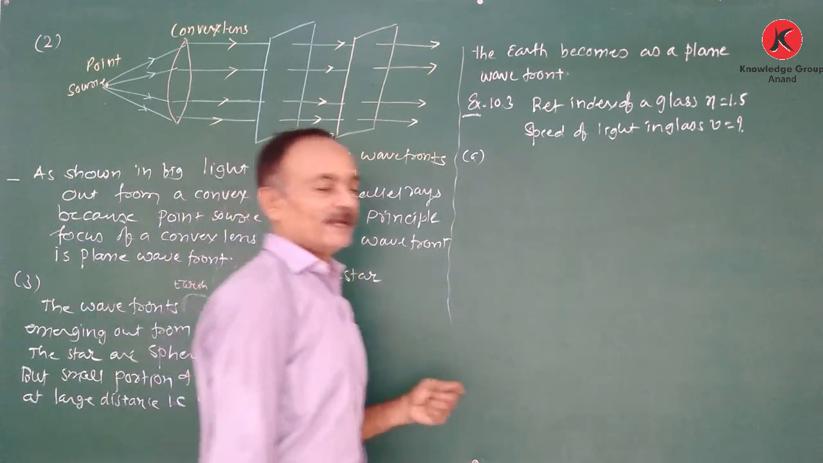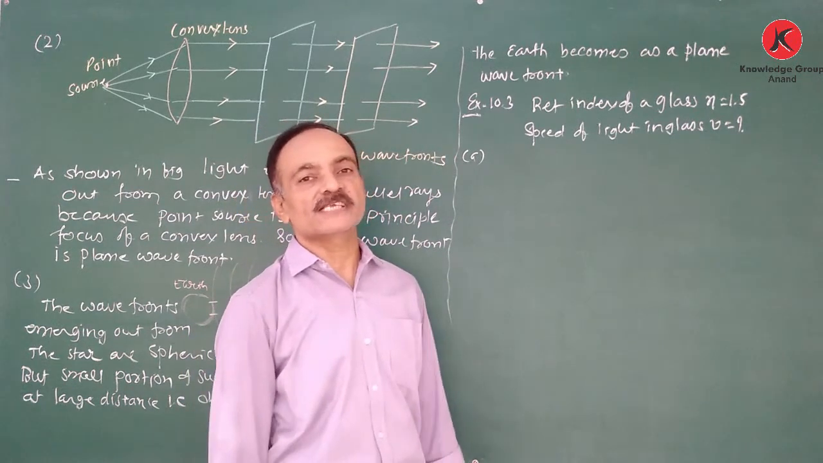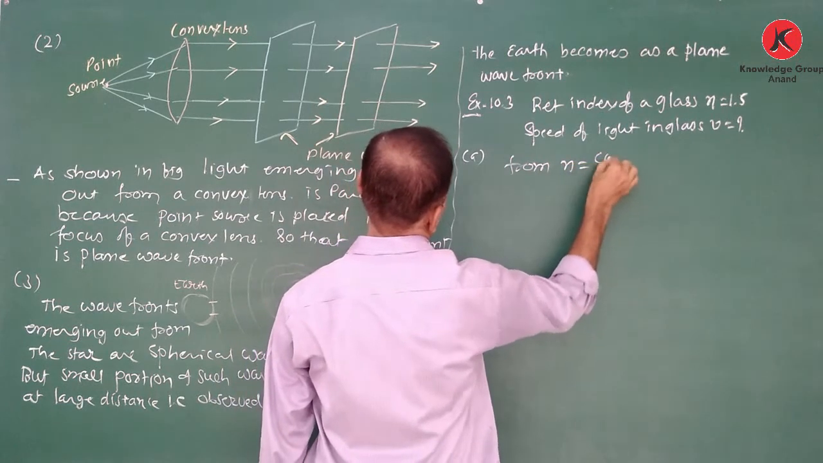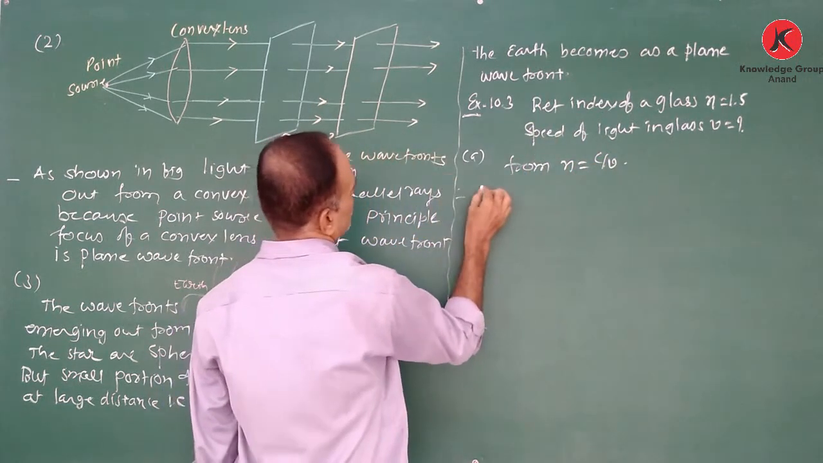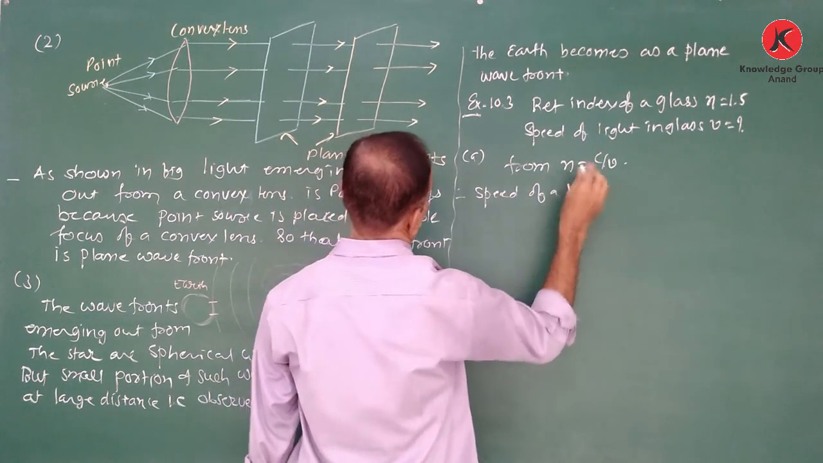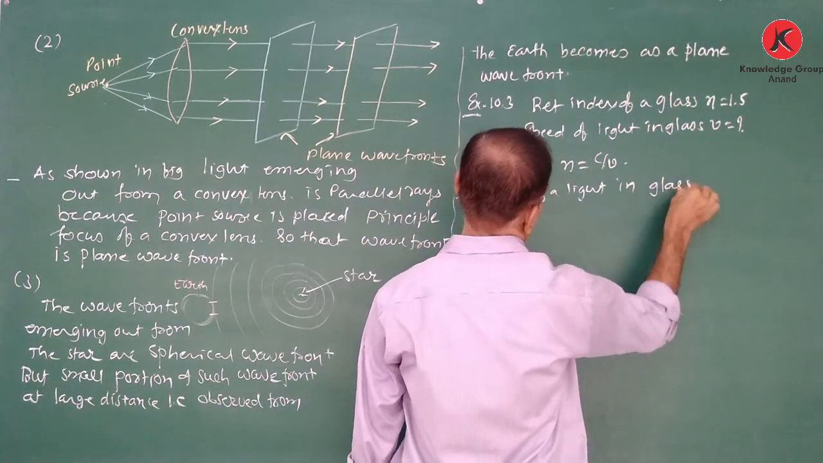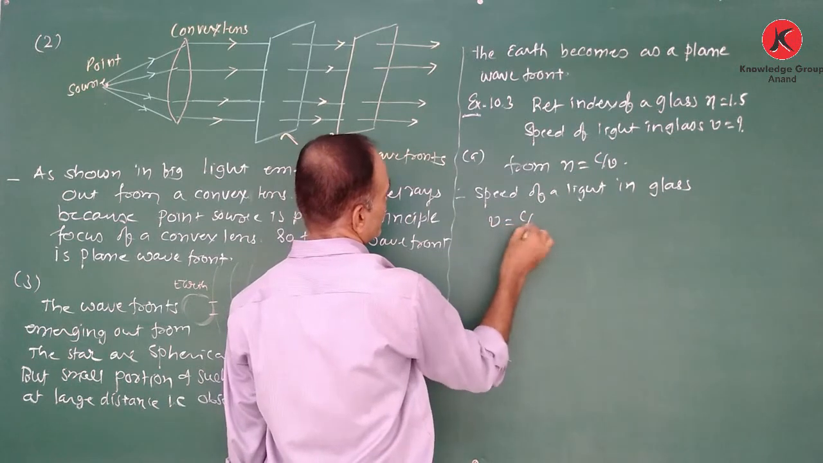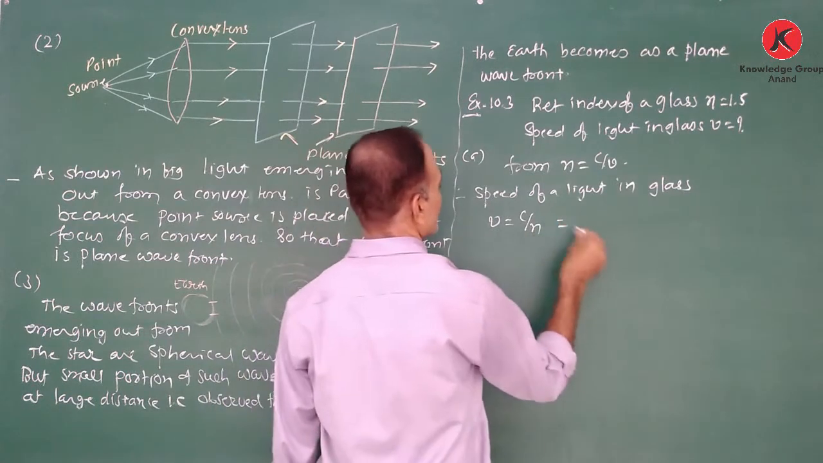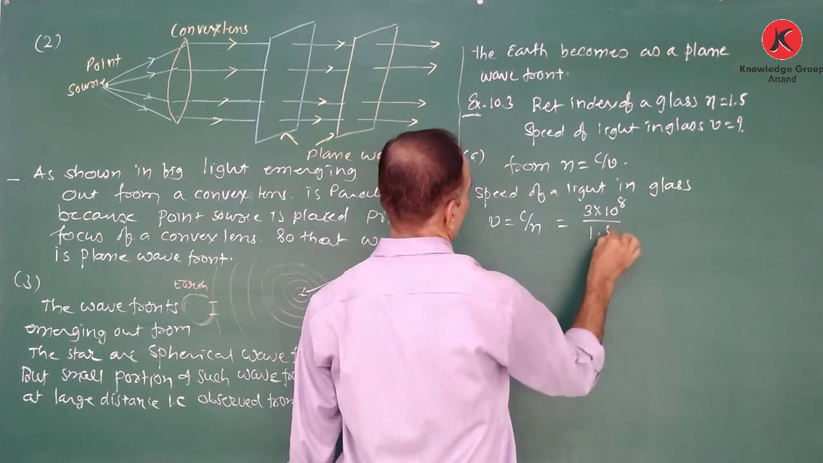Now listen, from the definition of the refractive index, n is equal to c by v. Therefore, the speed of light in a dispersive medium or in glass, v is equal to c by n. Now, the velocity of light in vacuum or air medium is 3 into 10⁸, divided by n, 1.5.